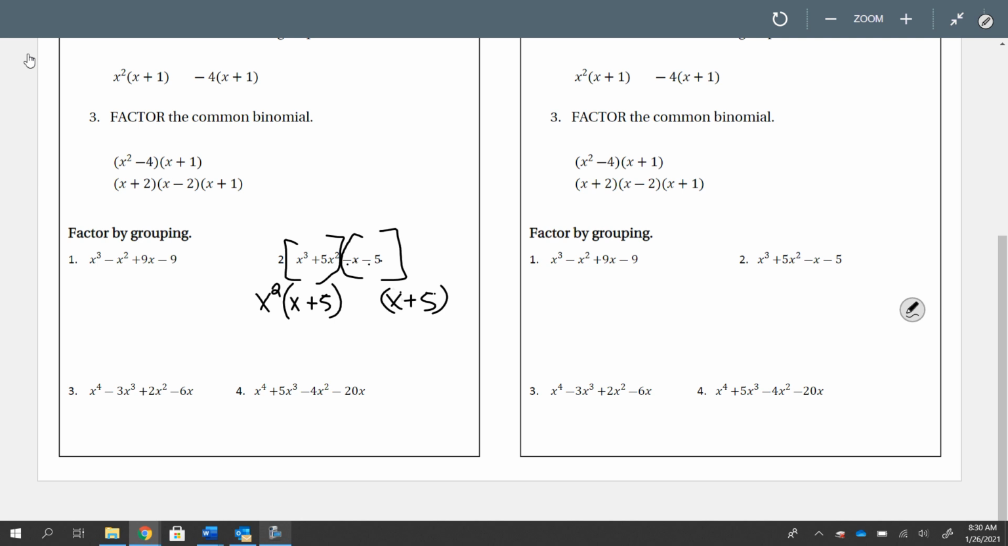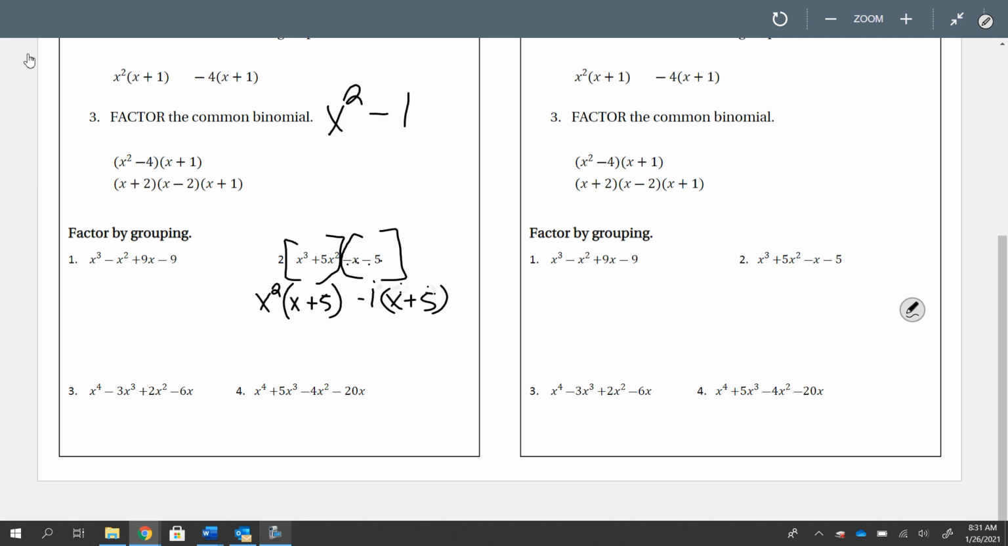So what do we put on the outside? -1. You just need to know that, because think about it. -1 times x is negative x, and -1 times 5 is negative 5. So the greatest common factor between negative x and negative 5 is just -1. So now we have that problem I told you about, where now it is x squared minus 1.